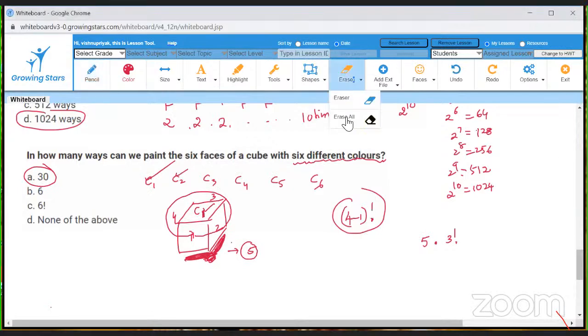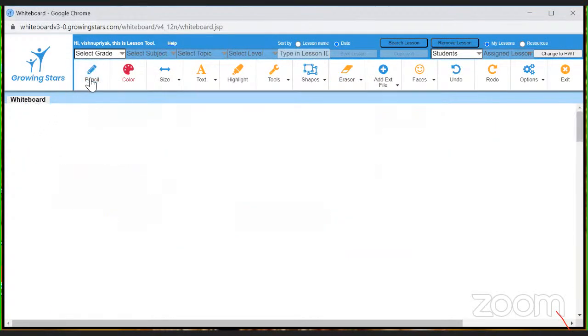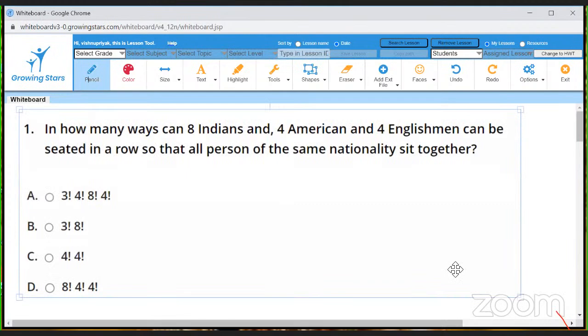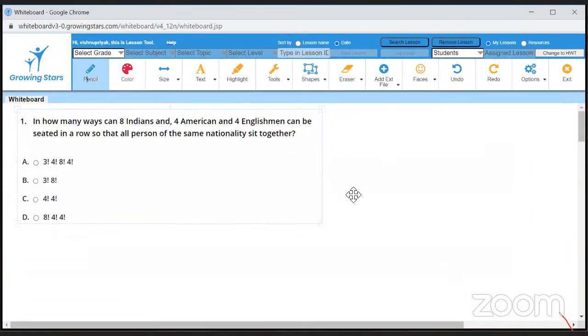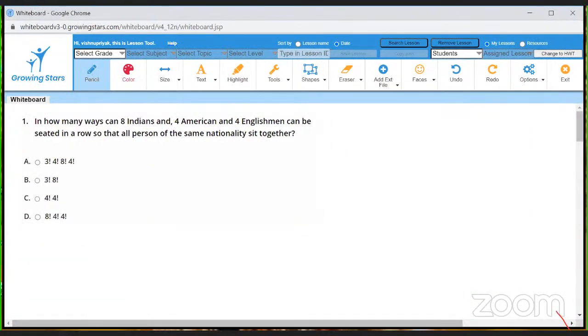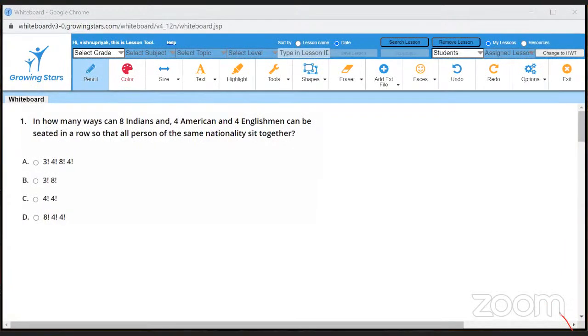I'll put the next question. Oh, it's too big. Yes. This question is saying, in how many ways can 8 Indians, 4 Americans, and 4 Englishmen be seated in a row so that all persons of the same nationality sit together?